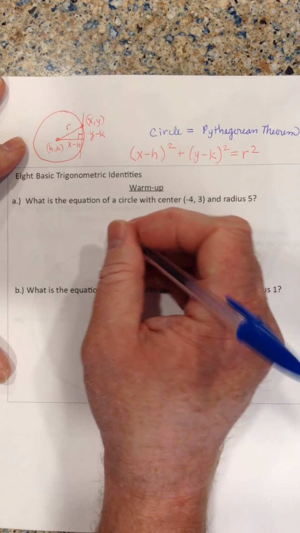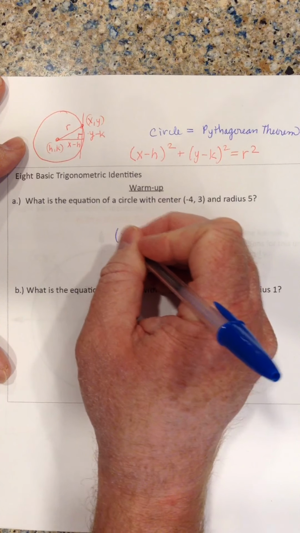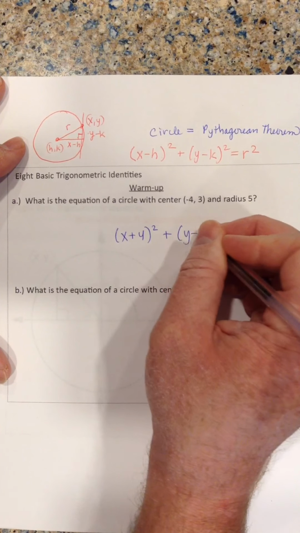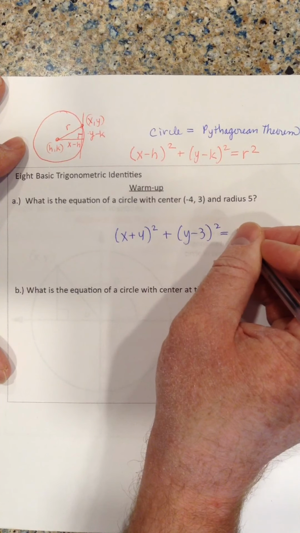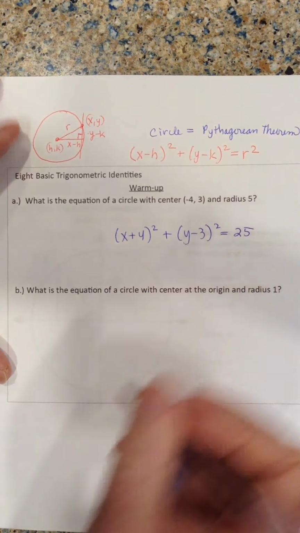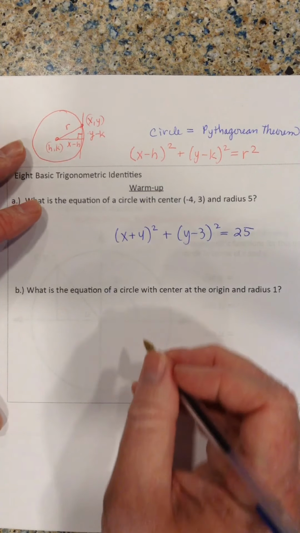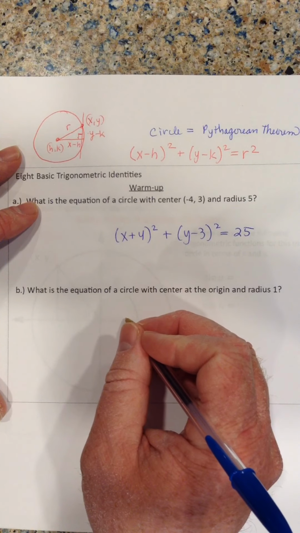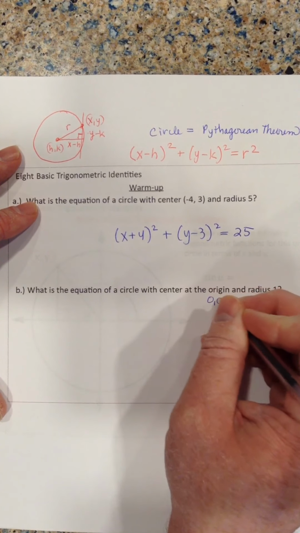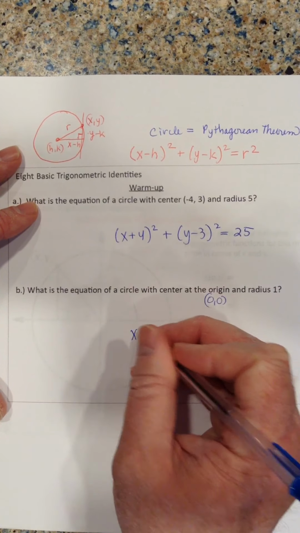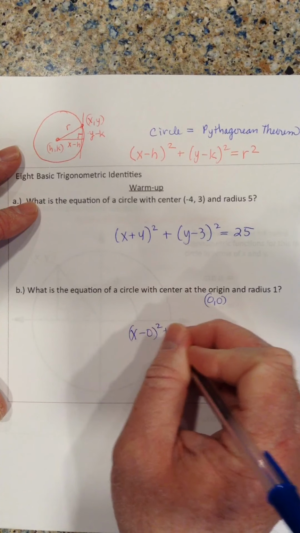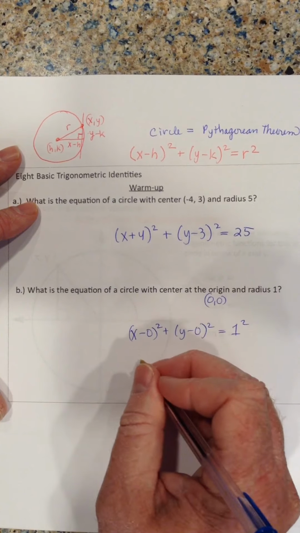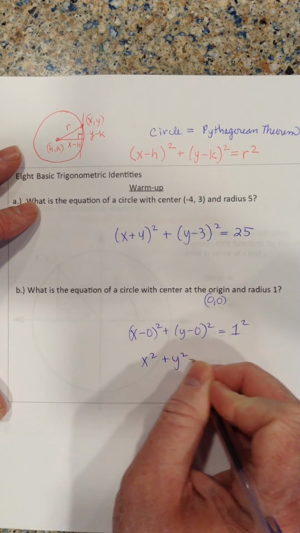Okay, so what is the equation? Well, it's (x plus 4) squared plus (y minus 3) squared equals 5 squared, or 25. And then the second one was the equation of a circle with center at the origin, radius 1. Well, the origin is the point (0, 0), right? So it's (x minus 0) squared plus (y minus 0) squared equals 1 squared, or just x squared plus y squared equals 1.